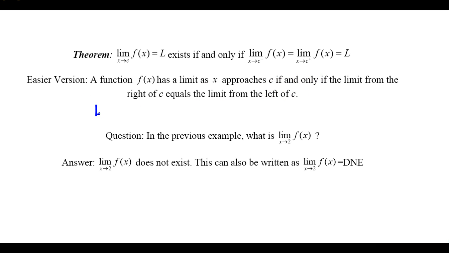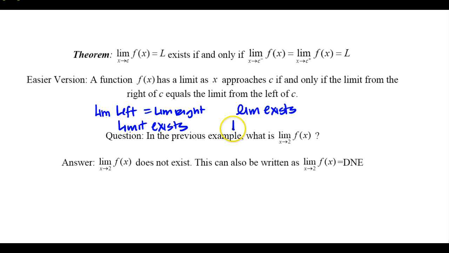So if, I'm going to use really shorthand notation, if limit left equals limit right, the limit exists. The two-sided limit exists. If the limit exists, limit left has to equal limit right. That's what if and only if means. It means it works in both directions.